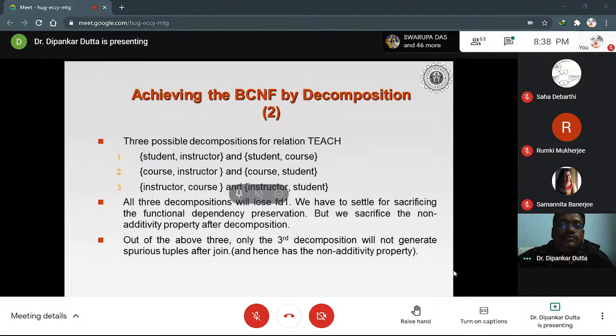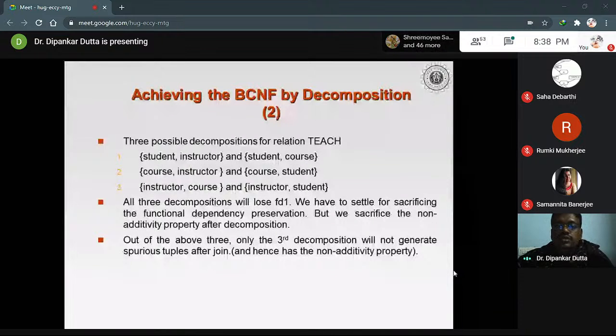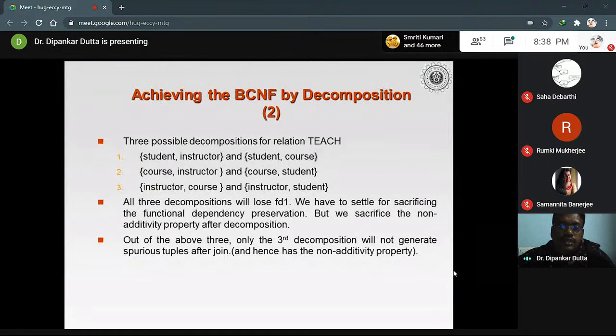Now, three possible decompositions for relation Teach. You can divide it into two tables in these three ways: student-instructor with student-course, course-instructor with course-student, or instructor-course with instructor-student. All three decompositions will lose FD1.